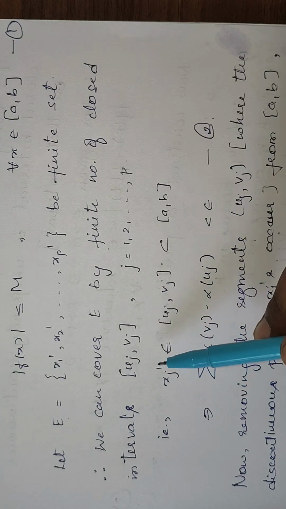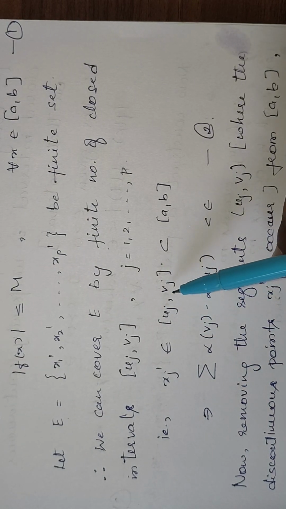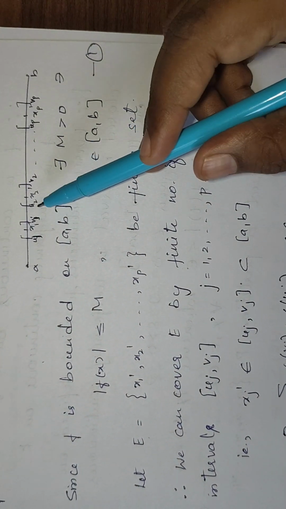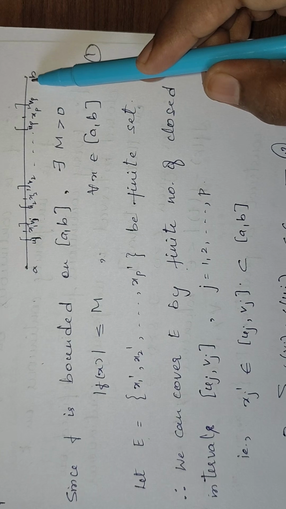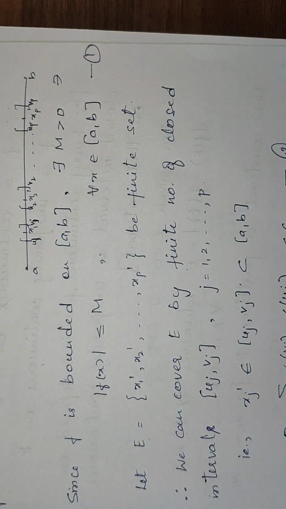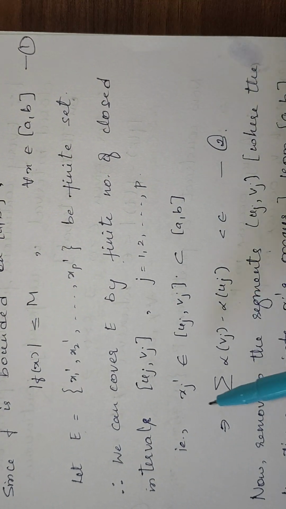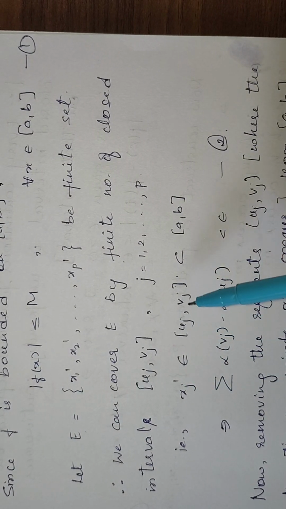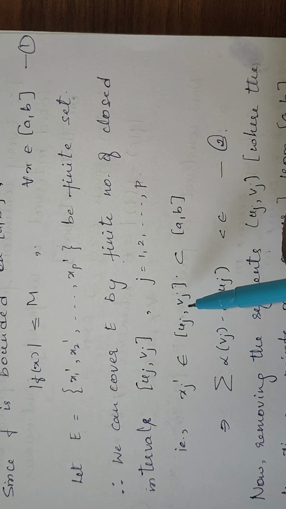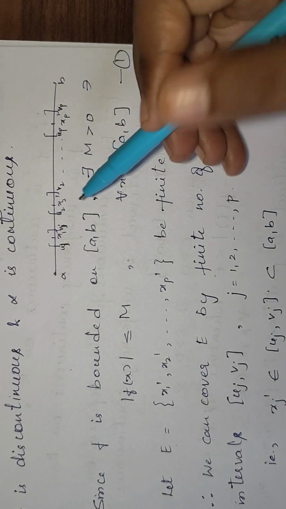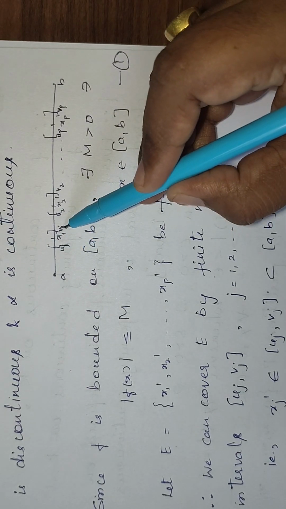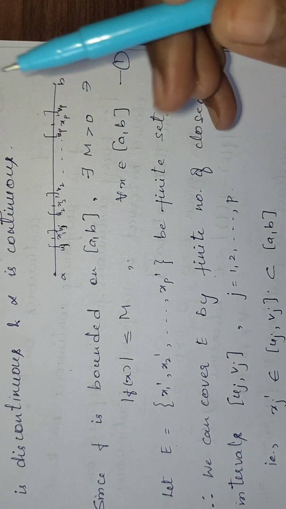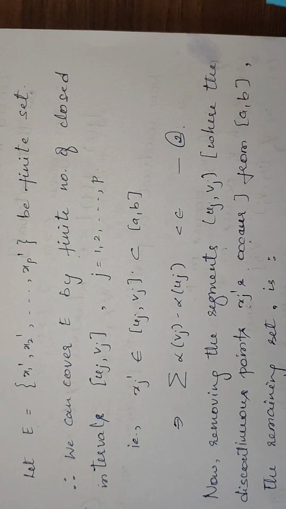So xj' belongs to closed interval [uj, vj], a subset of [a, b]; each and every closed interval is a subset of this closed interval [a, b]. So here we are telling xj' belongs to [uj, vj] means x1' belongs to [u1, v1], x2' belongs to [u2, v2], so I have named it accordingly. See here, x1' belongs to closed interval [u1, v1], x2' belongs to closed interval [u2, v2], and so on. So this is how it is.